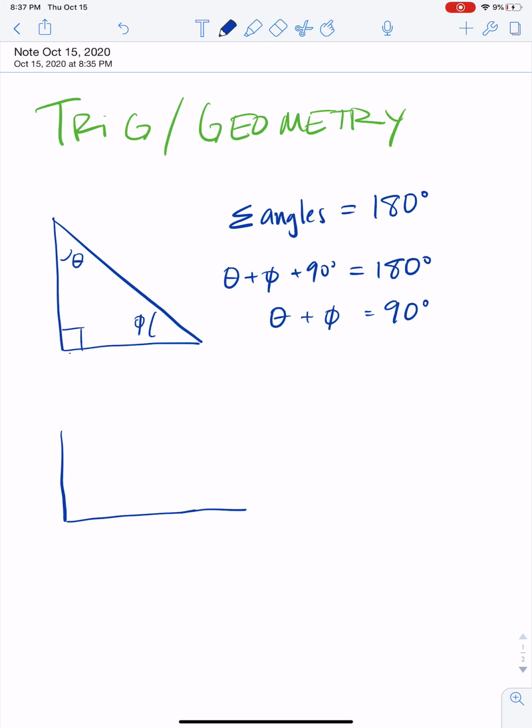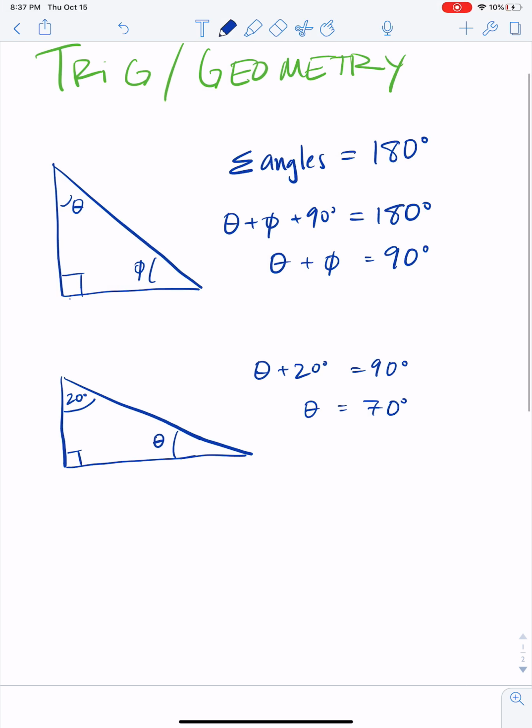So let's talk about an example. For example here, if this angle at the top is 20 degrees, and I want to find this angle theta, theta plus 20 degrees equals 90 degrees, so I know that theta equals 70 degrees.